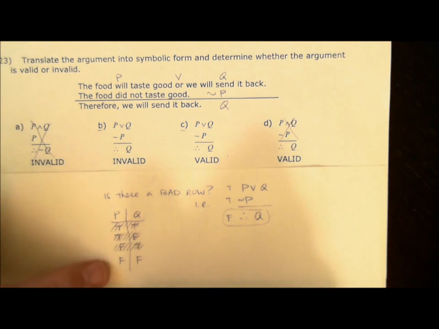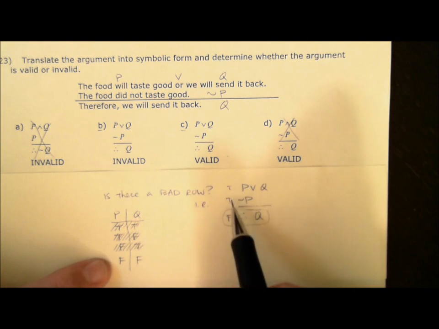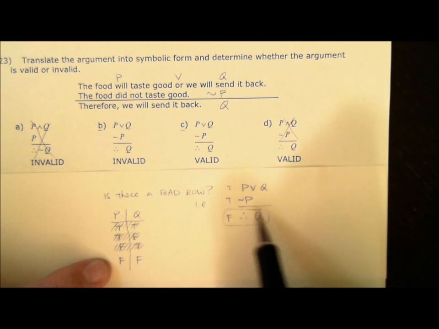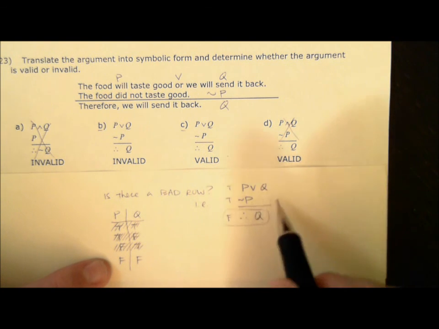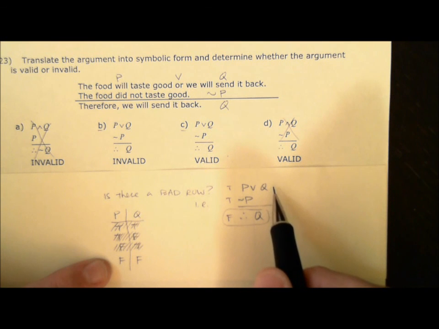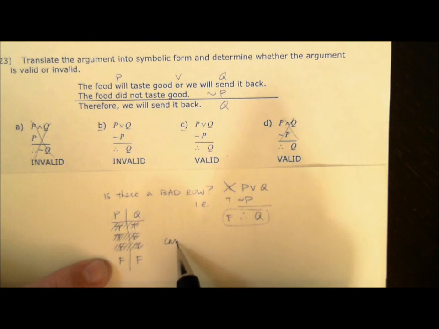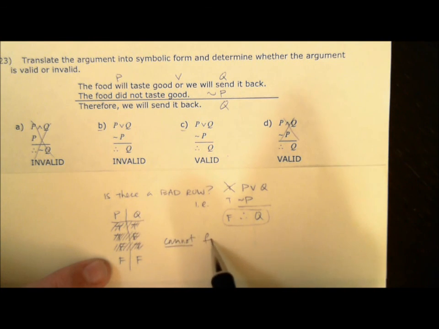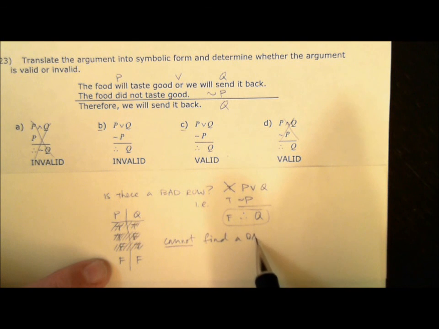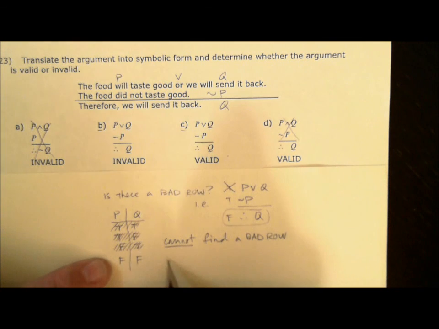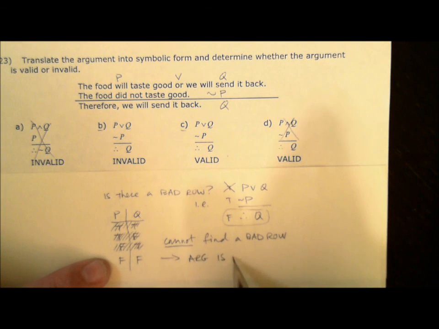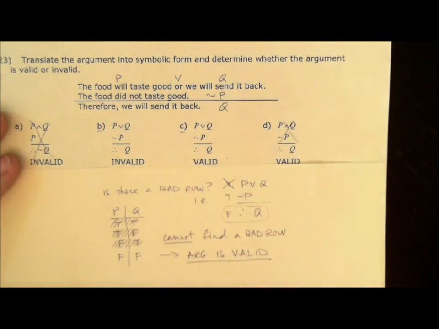And let's see if this is the case that will give us our bad row or not. We're attempting to see whether we have a true, and a false. Well, we have our false here, we have our true here. And then we get up here, we see that P or Q is not true. So we couldn't achieve that. We cannot find a bad row. So that means the argument is valid. Okay.